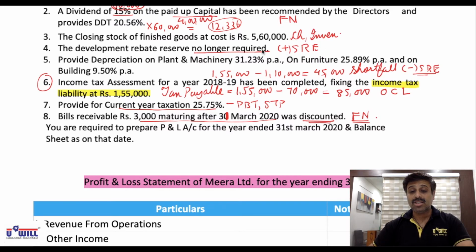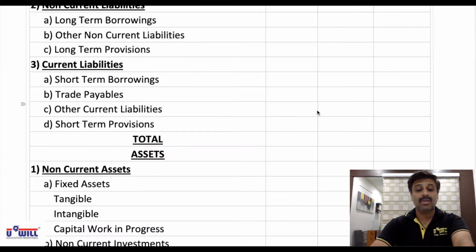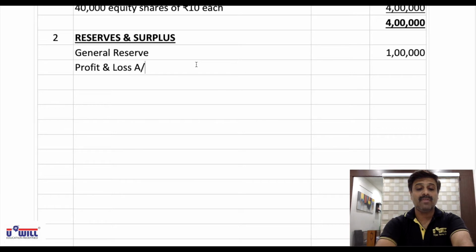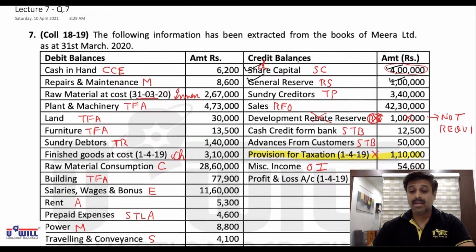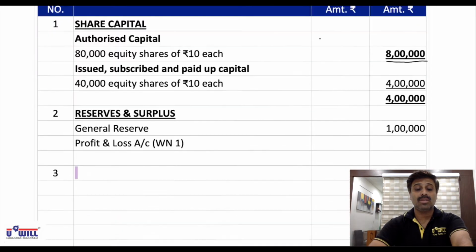Okay, there is no other item of reserves and surplus, so we will leave space for that profit and loss account that we will get when we make statement of retained earnings. So profit and loss account we will obtain from working note 1. Okay, you leave space for the totals. Then third, after reserves and surplus, we don't have long-term borrowings in the question. Then directly short-term borrowings. We don't have other non-current liabilities as well as long-term provisions.